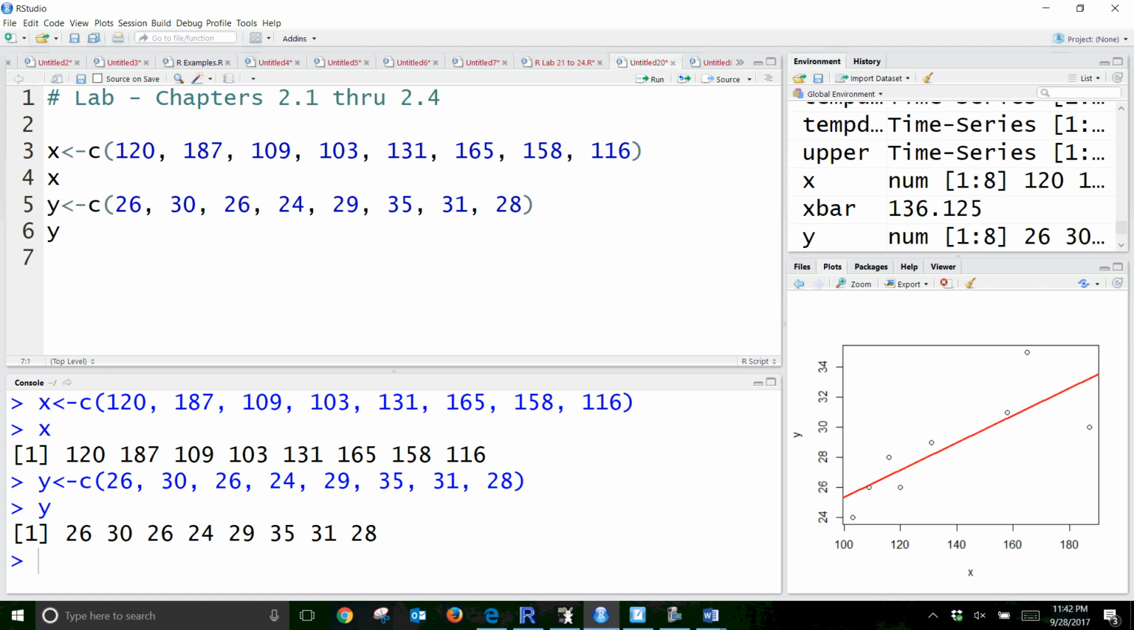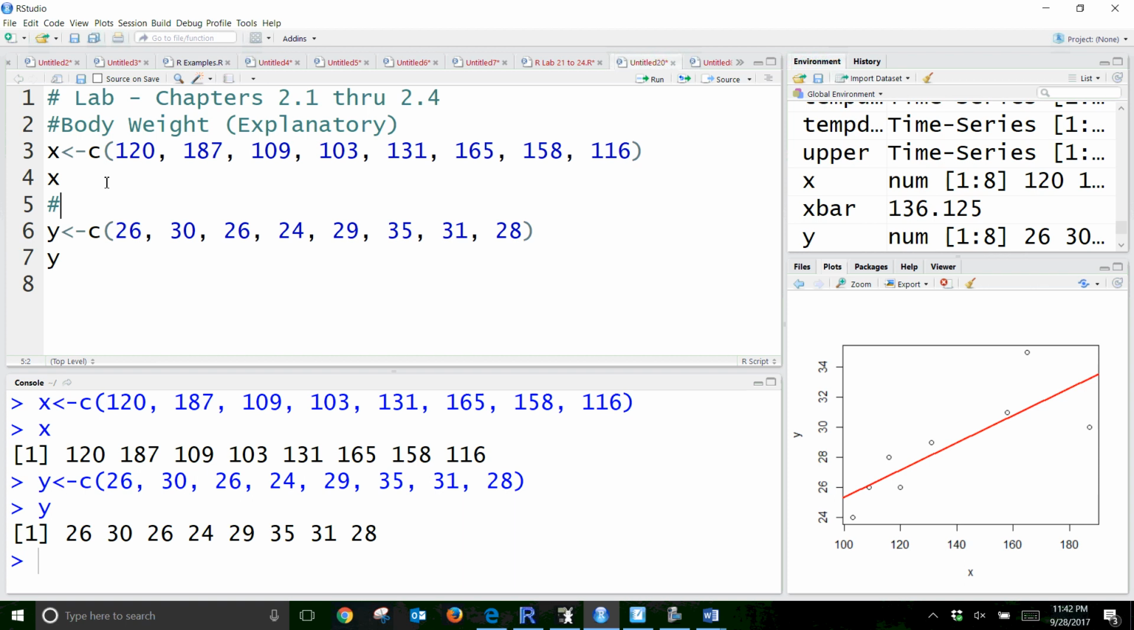Okay, next thing it asked us was, what was the mean of the body weight? So I'll just put some comments in here. This is body weight. This is the explanatory variable. And y was the backpack weight, the response variable. That's sufficient.